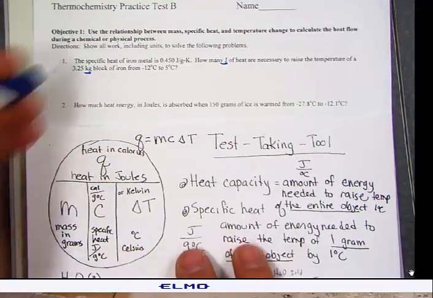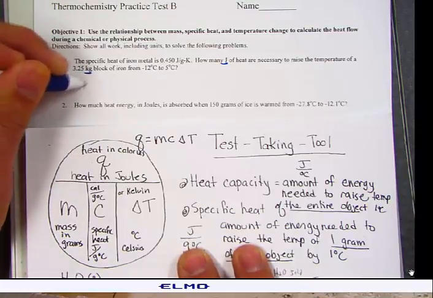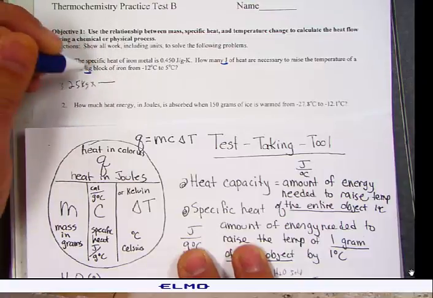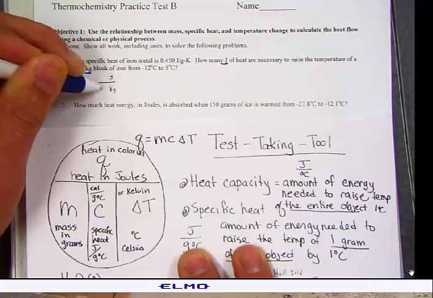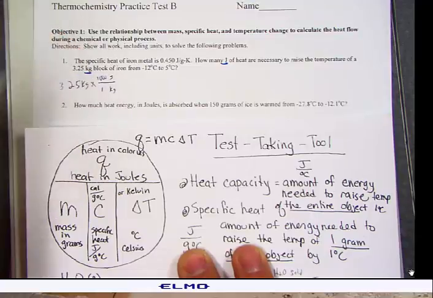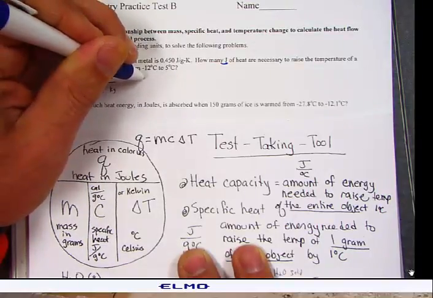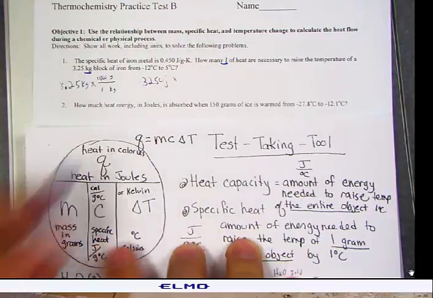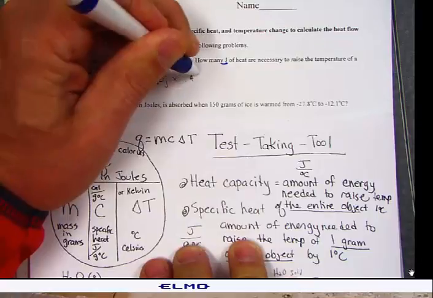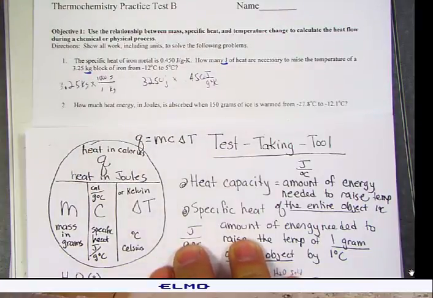So this first one, although it's 3.25 kilograms, if I change that into grams, I put what I want to know, grams, over what I was given, kilograms. 1 kilogram is 1,000 grams. Ultimately, I just moved the decimal over 3 places. 1, 2, 3 for 1,000. My mass is 3250 grams. Specific heat is 0.450 joules over gram degree Kelvin or Celsius.